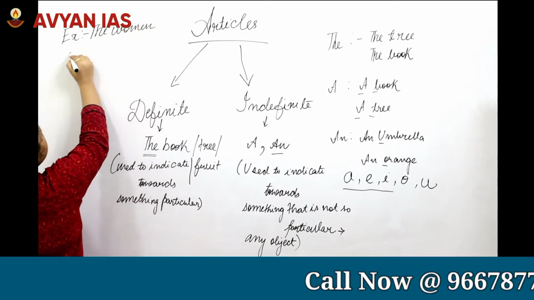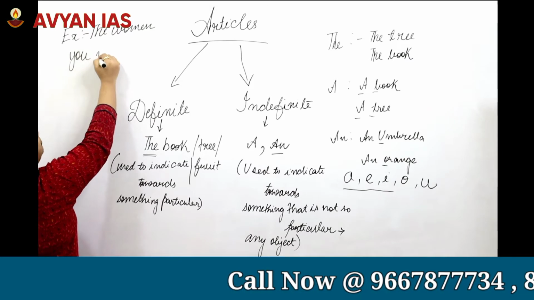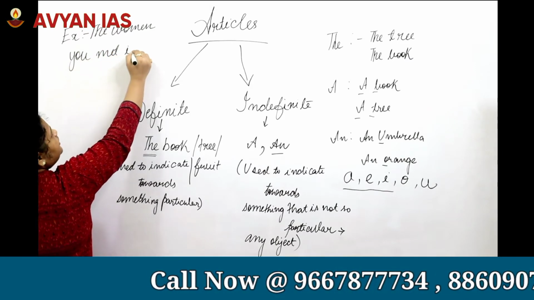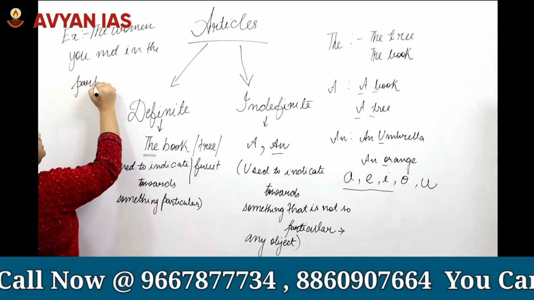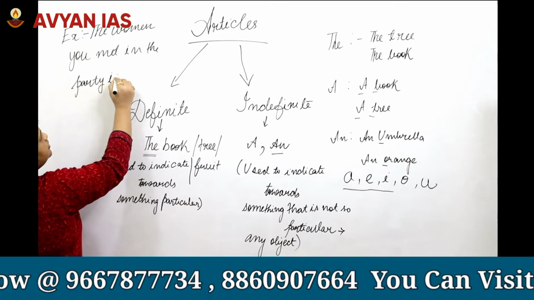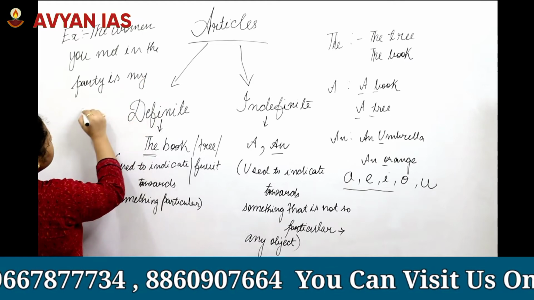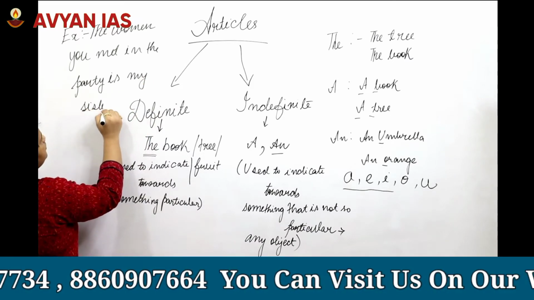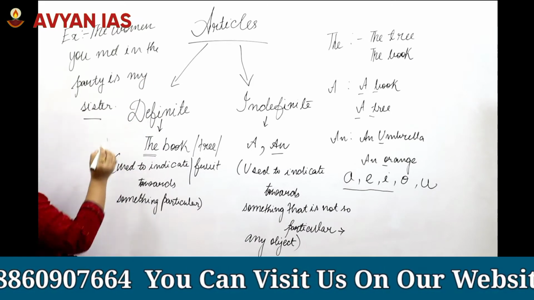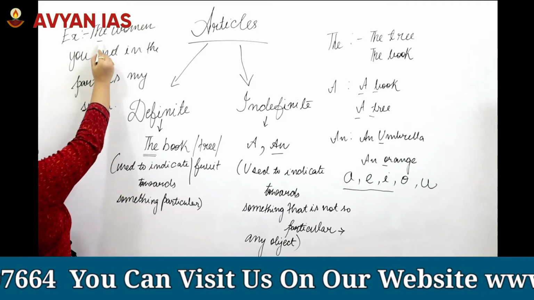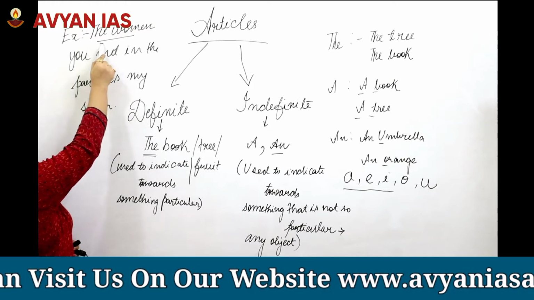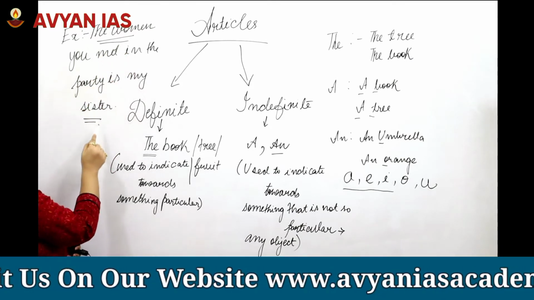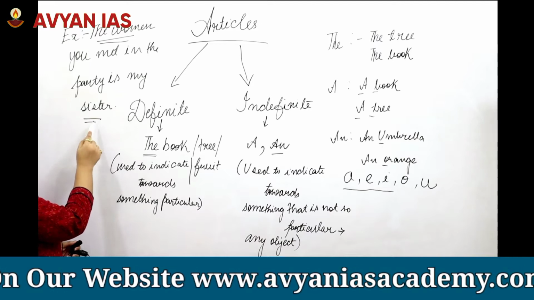The woman you met in the party is my sister. So students, as you can see, the woman, and there is a reference to the sister. So when you are indicating towards this particular woman, you are referring to the narrator's sister.